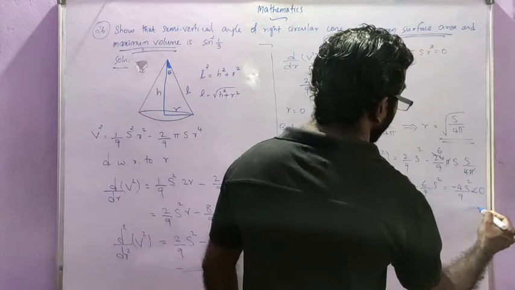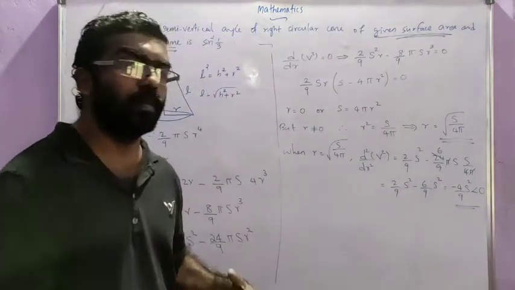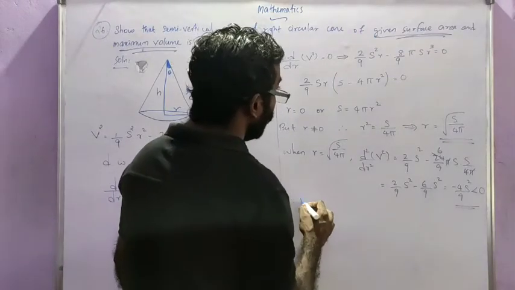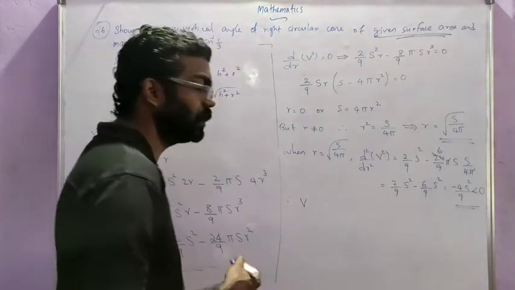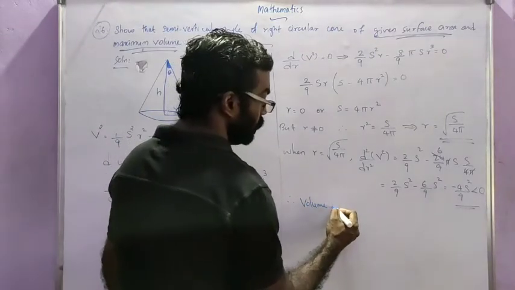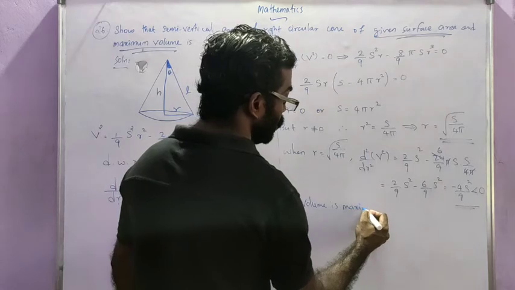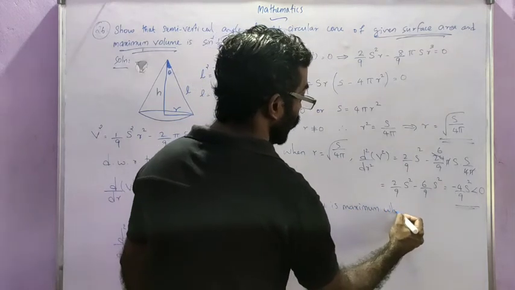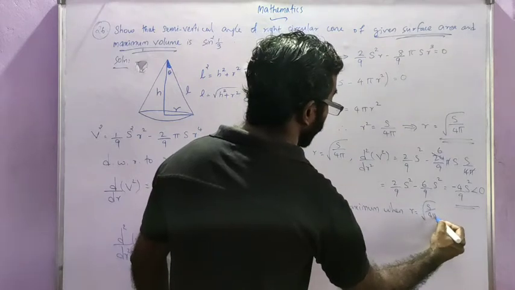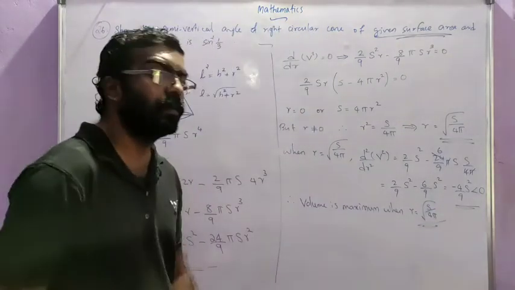Clearly it is less than 0. Less than 0 means maximum. Okay. So therefore volume square v square is maximum implies v is maximum. So volume is maximum when r equal to root of s by 4 pi. Clear?